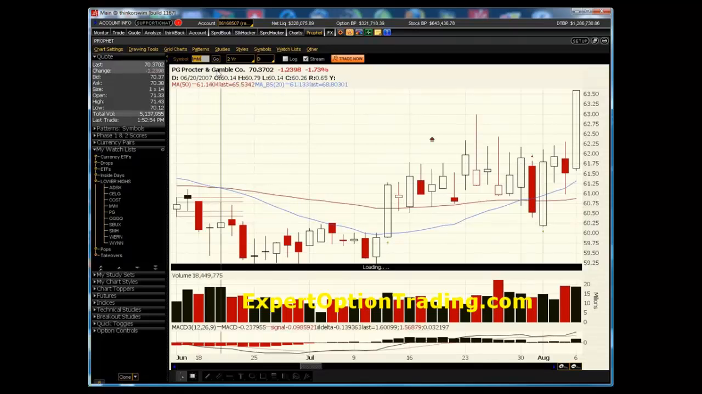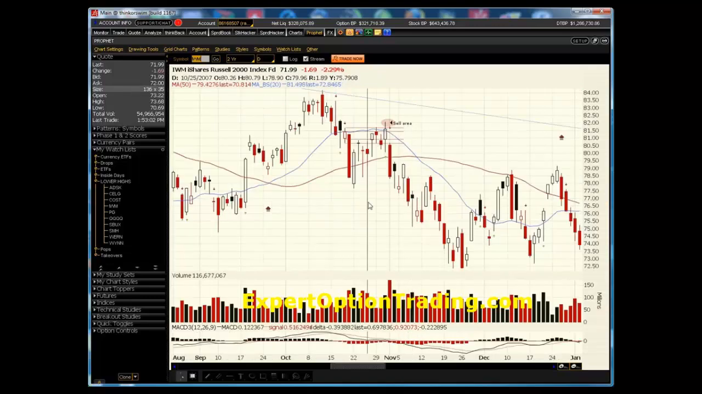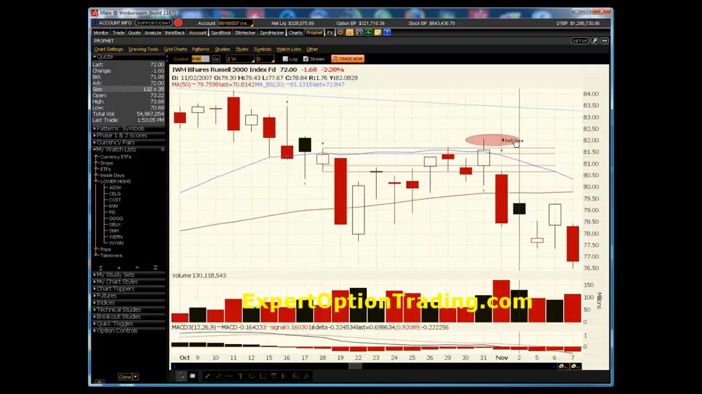Now, you can also trade this. It doesn't necessarily have to be a stock. It can be an index like the IWM. In this case, we have an inside day here. We've got it gone short here. We probably would have hit at least 1, maybe even 2 profit targets. In this case, I use this inside day as a support and resistance point.